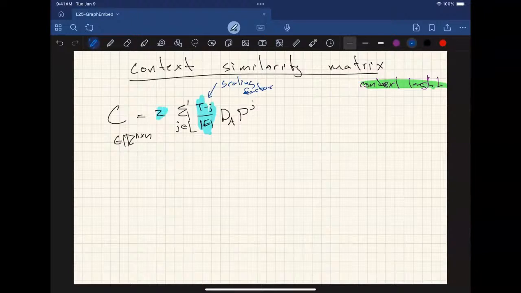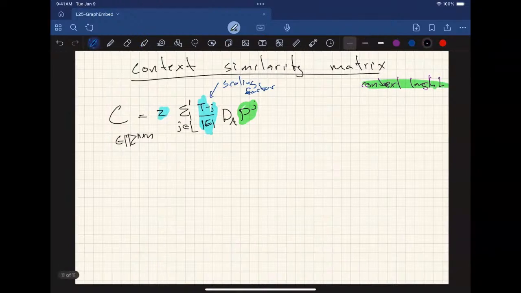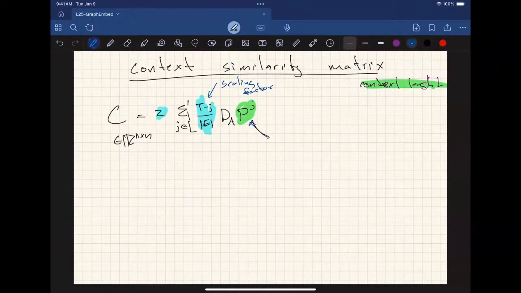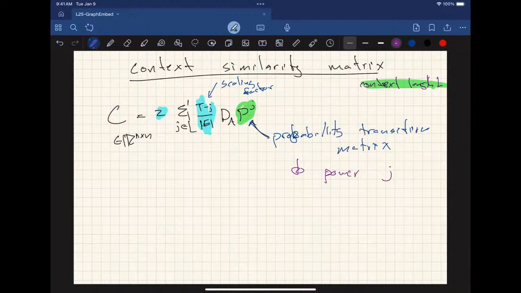Okay, what I think is useful to look at is this term. This is the probability transition matrix. Remember, this is the probability transition matrix, and I'm taking it to the power J, because I'm assuming now I'm looking at something J hops away. Let's say the window is of size 3 and I'm looking at something 2 hops away.